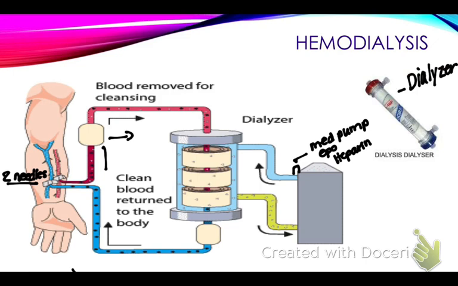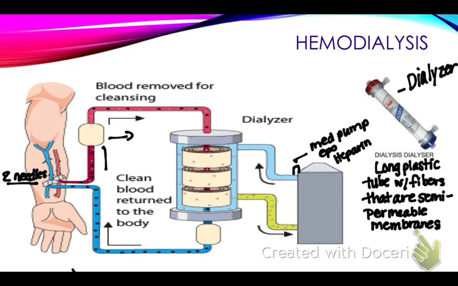And then the dialyzer, that's a picture of a dialyzer. Again, those are also per patient which type of dialyzer. It's prescribed as well. It's a long plastic tube with fibers that are semi-permeable membranes. This is where your ultrafiltration occurs. Remember, we talked about that.